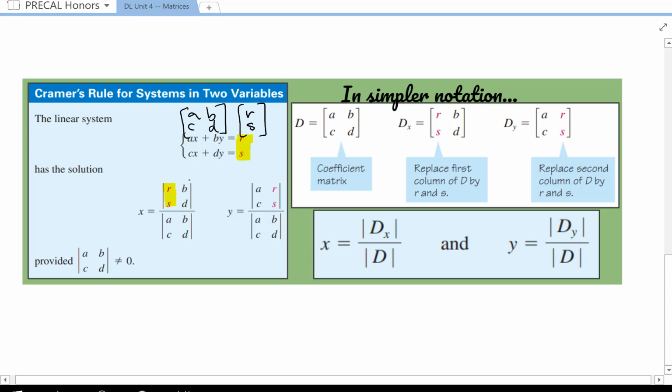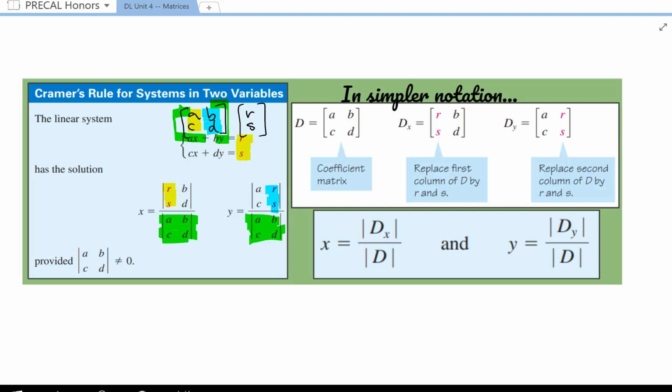So when you find x, then RS will replace the x values in the original matrix, and when you're trying to find y, R and S will replace the y values in your original matrix. Again, everything is over the determinant of that coefficient matrix. So the determinant of this matrix right here is the denominator of any variables. And because that's a denominator, it cannot equal 0.